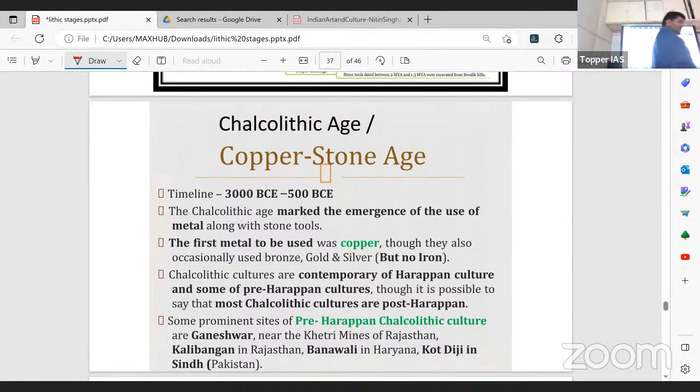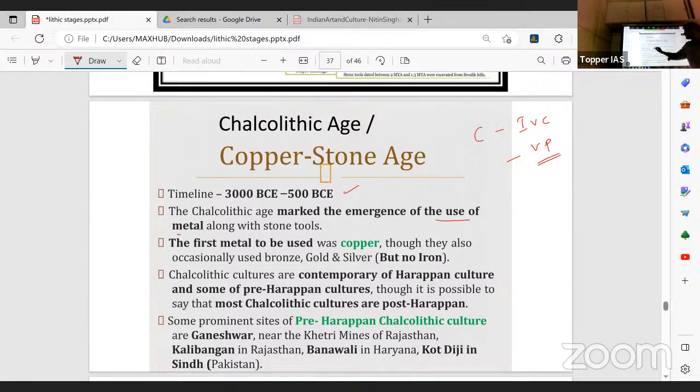So 3000 BC to 500 BC, which means the Copper Age was contemporary with the Indus Valley civilization and also the Vedic period, going parallel to them. The Chalcolithic marked the emergence of the use of metal along with stone tools. So not only copper, but along with stone tools. The first metal to be used was copper. But they knew other metals also, bronze, gold, and silver, but there was no idea of iron.